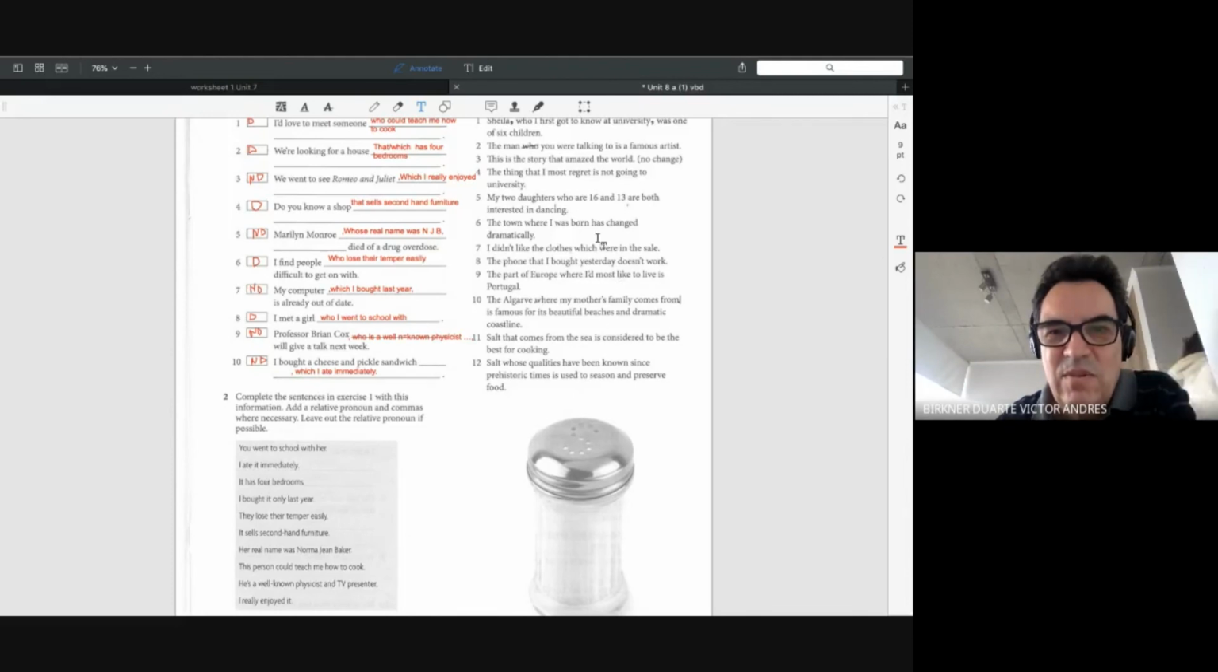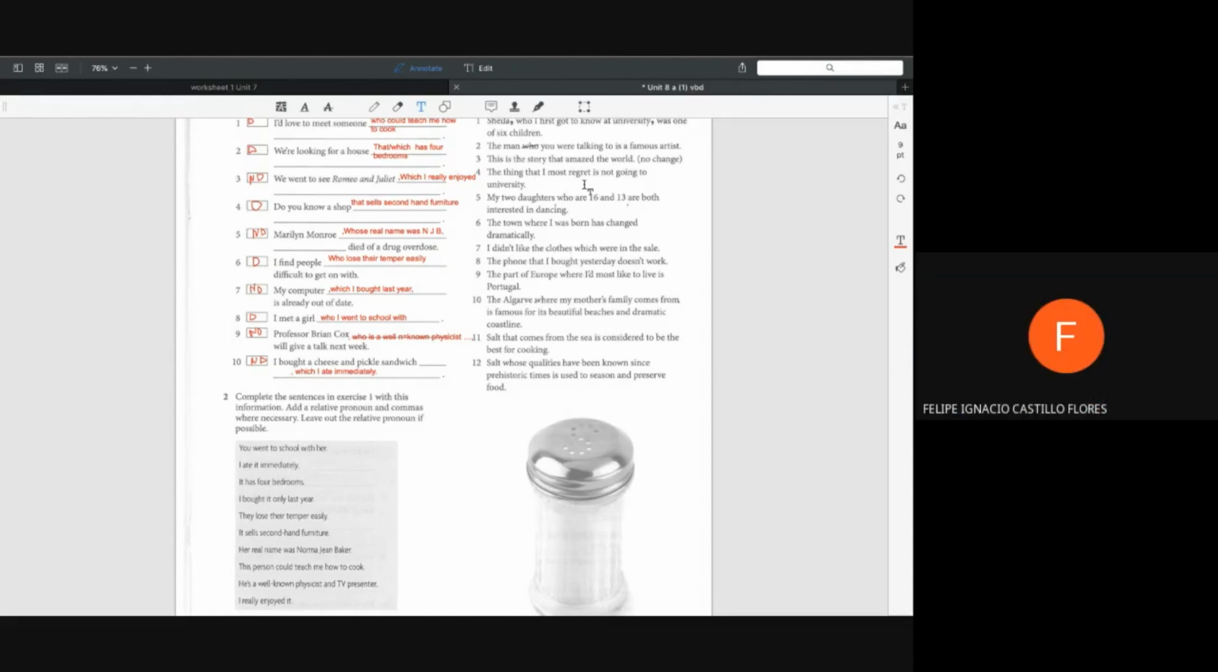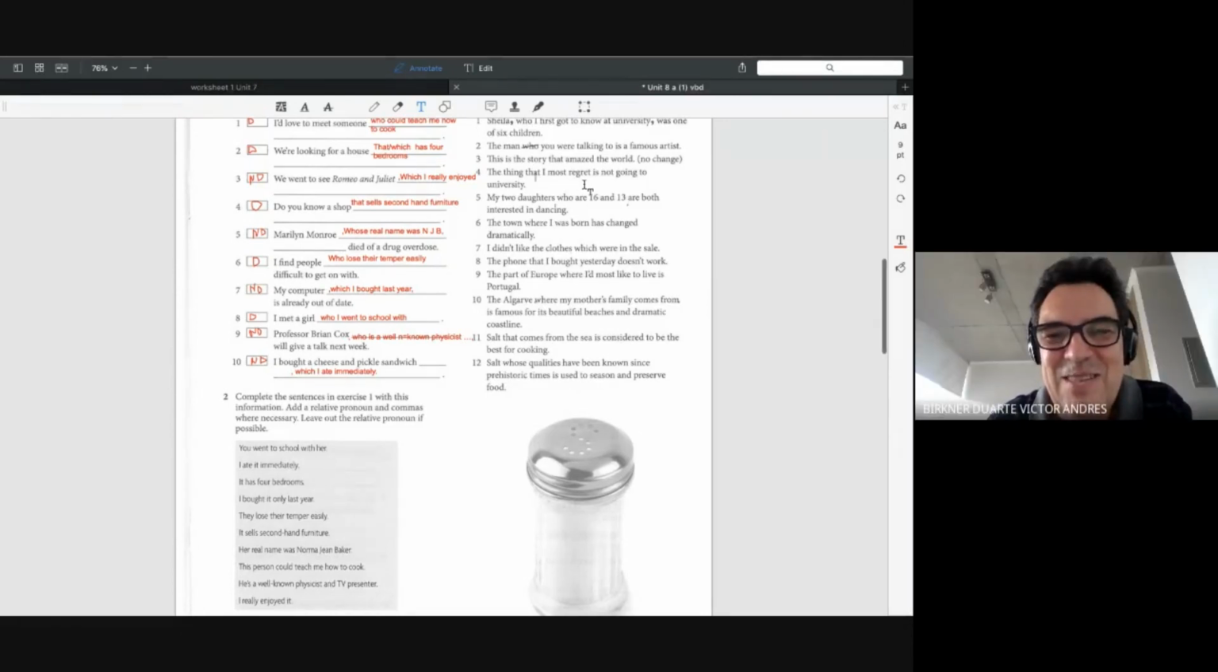I'm going back to number 4 because you said before that I said that you should not omit. I felt confused. You can omit that here, right? You're right when you said the thing I most regret is not going to university. I think I said that it cannot be omitted, but it can, right? I was thinking about something else. Sorry for my mistake. It's fine. Thank you for forgiving me.